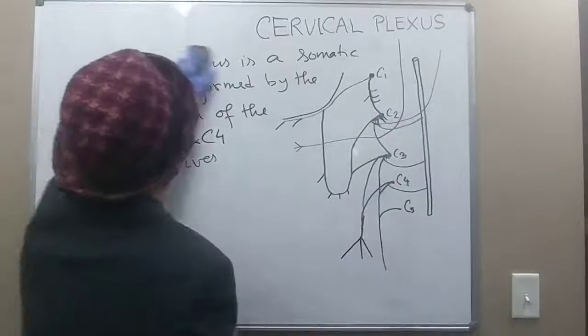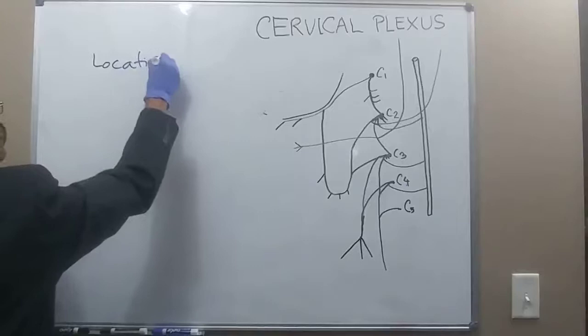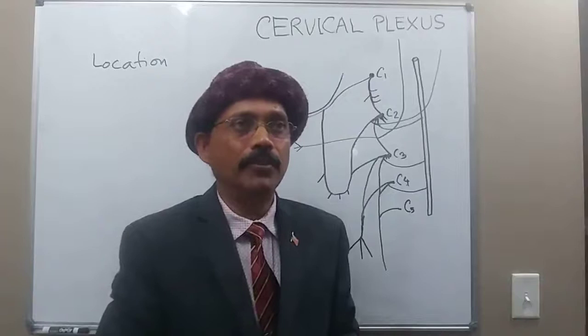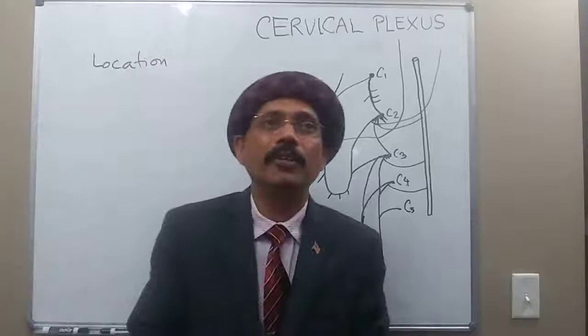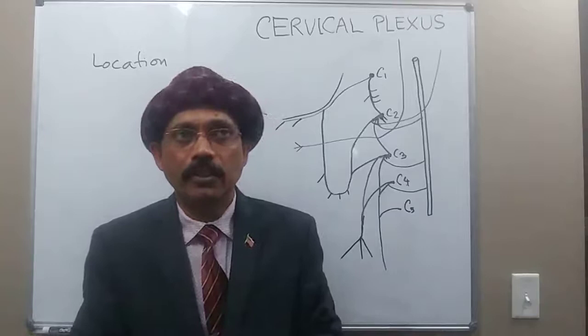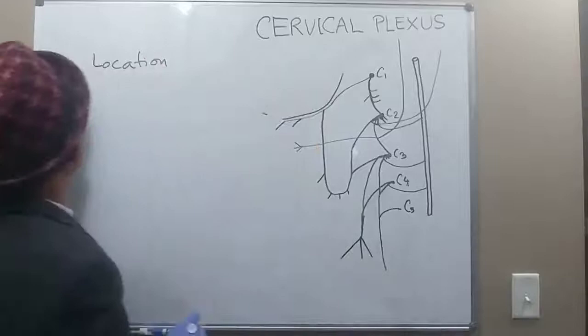Okay. So we got the definition of the cervical plexus. Location. It is located in the neck in relationship to the C1, C2, C3, C4. It is related posteriorly to the levator scapulae and scalene medius muscle. Anteriorly, it is related to the prevertebral fascia and internal jugular vein, as well as the sternocleidomastoid muscle.